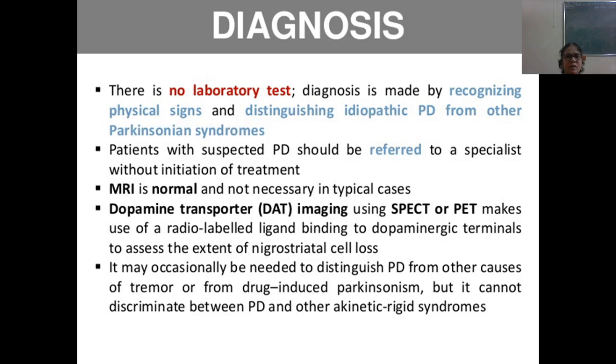Patients with suspected Parkinson's disease should be referred to a specialist without initiation of treatment. MRI is normal and not necessary in typical cases. Dopamine transporter imaging using SPECT or PET makes use of a radio-labeled ligand binding to dopaminergic terminals to assess the extent of nigrostriatal cell loss. It may occasionally be needed to distinguish Parkinson's disease from other causes of tremors or from drug-induced Parkinsonism, but it cannot discriminate between Parkinson's disease and other akinetic rigid syndromes.